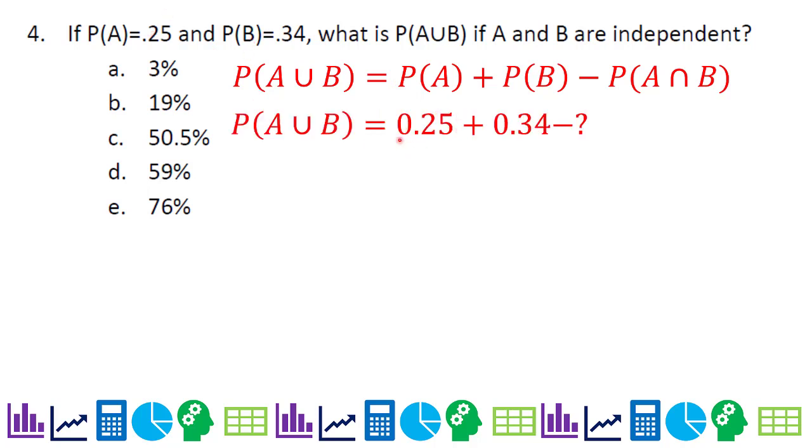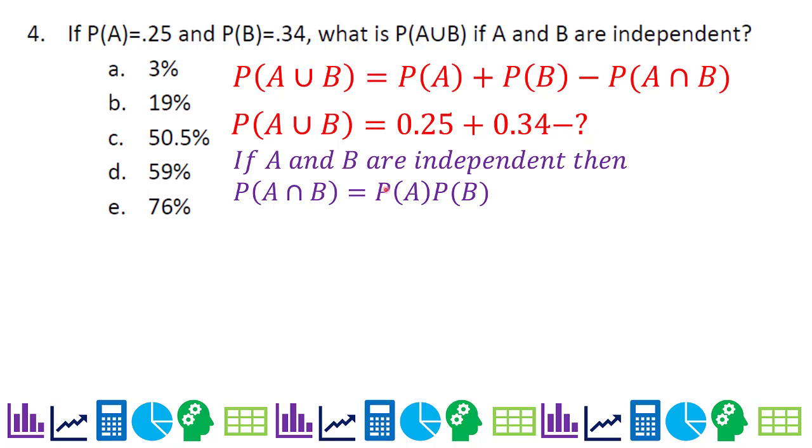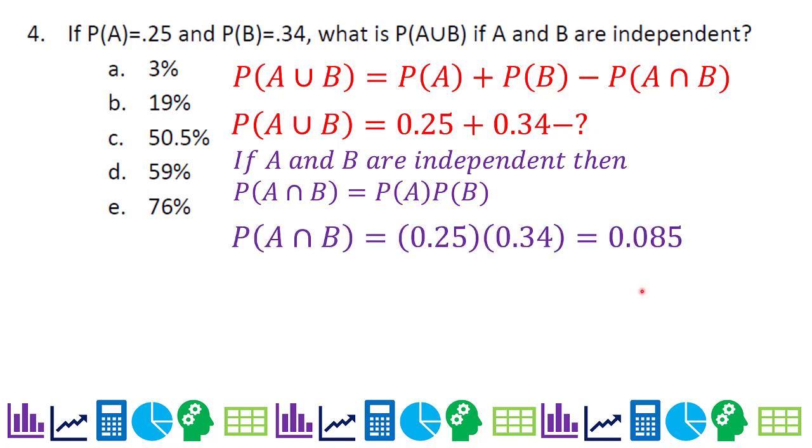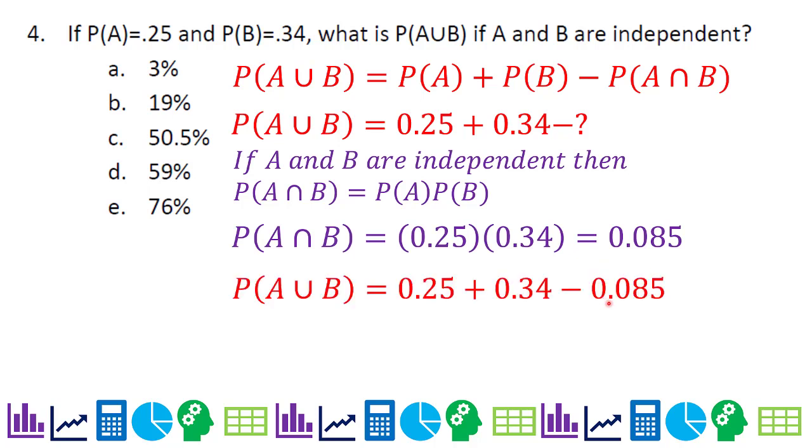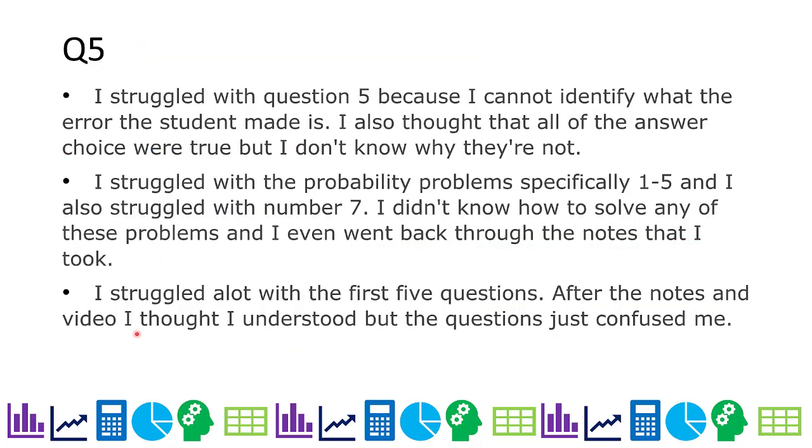Initially, to use this formula, I need to find 0.25 plus 0.34, but I need to figure out this number right here. Well, if they are independent, I can just go 0.25 times 0.34, which is 0.085. And so I'll substitute that back in, add these two, subtract that last one, and I get 0.505. So the correct answer here is C. It's 50.5%, also known as 0.505.